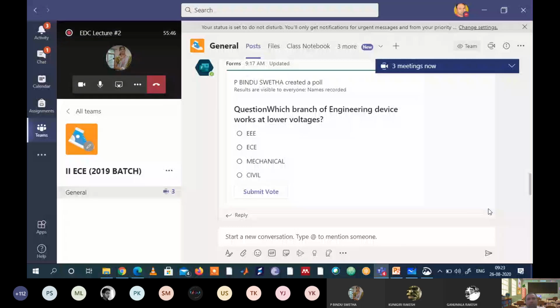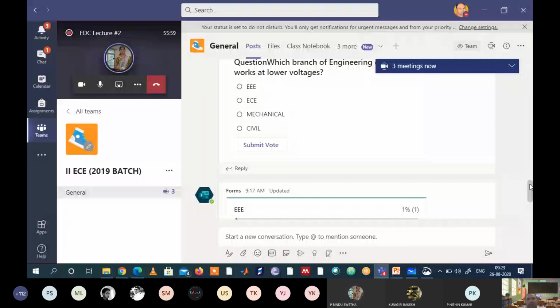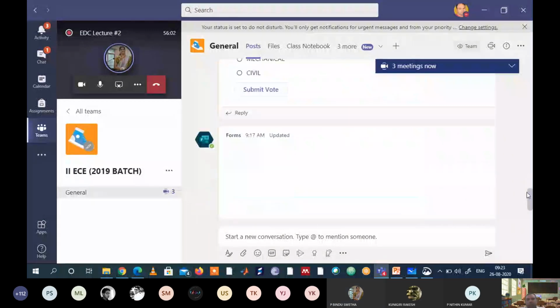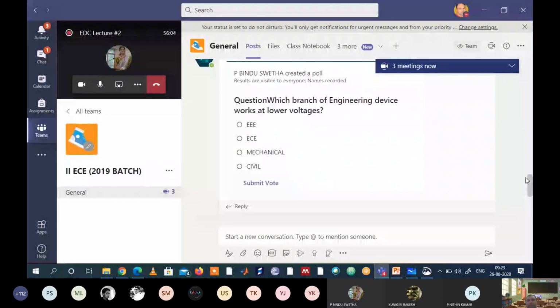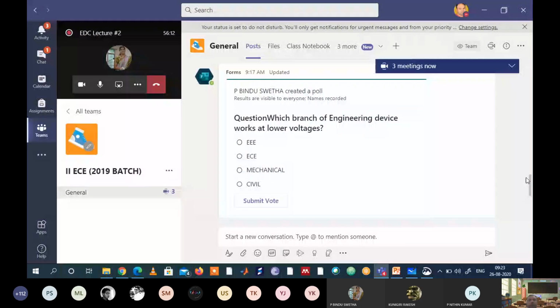All the students have to participate. Come on, students, be fast. 125 is the strength who has attended today. So please, 125 students, I request you to take the poll. Anyhow, we will be observing who has taken the poll, and we will be intimating you. Please, who has not taken the poll, you can submit the poll.